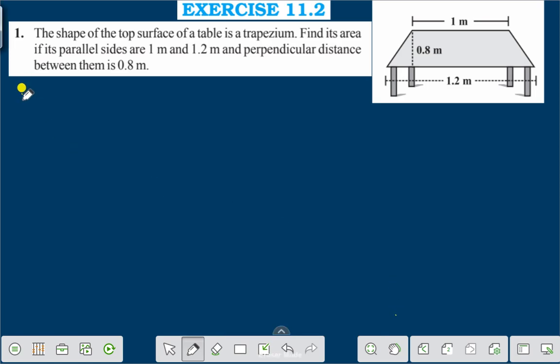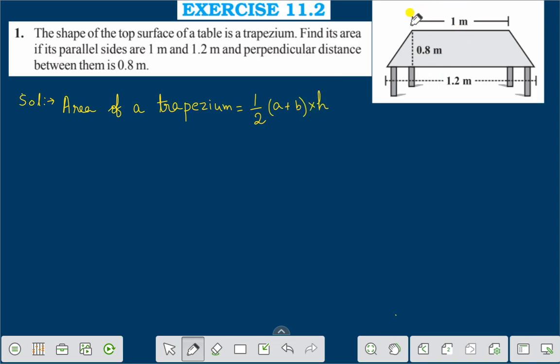Here it is given that... we know that area of a trapezium is equal to half into (a plus b) into h, where a and b are the parallel sides and h is the height.